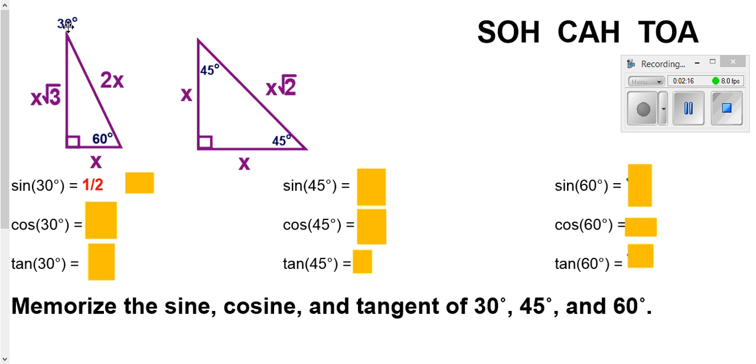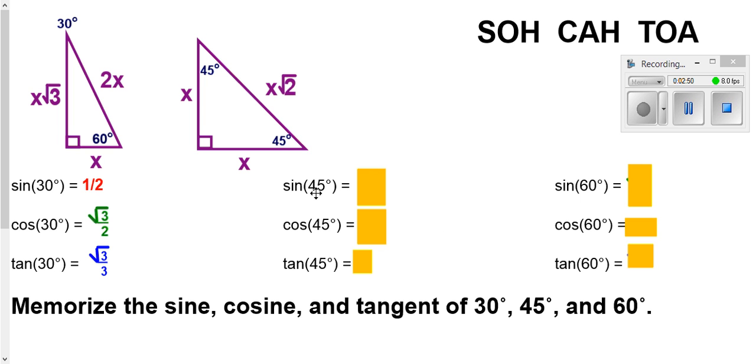Then we could do the cosine of 30, which would be our adjacent x root 3 over our hypotenuse, which is 2x, and the x's drop. Our tangent would be our opposite of x over our adjacent of x root 3. So it would be 1 over root 3, but we don't want to leave that root in the bottom, so we rationalize it. So we get this. And if you don't remember, these purple triangles at the top are going back to the special right triangles from geometry.